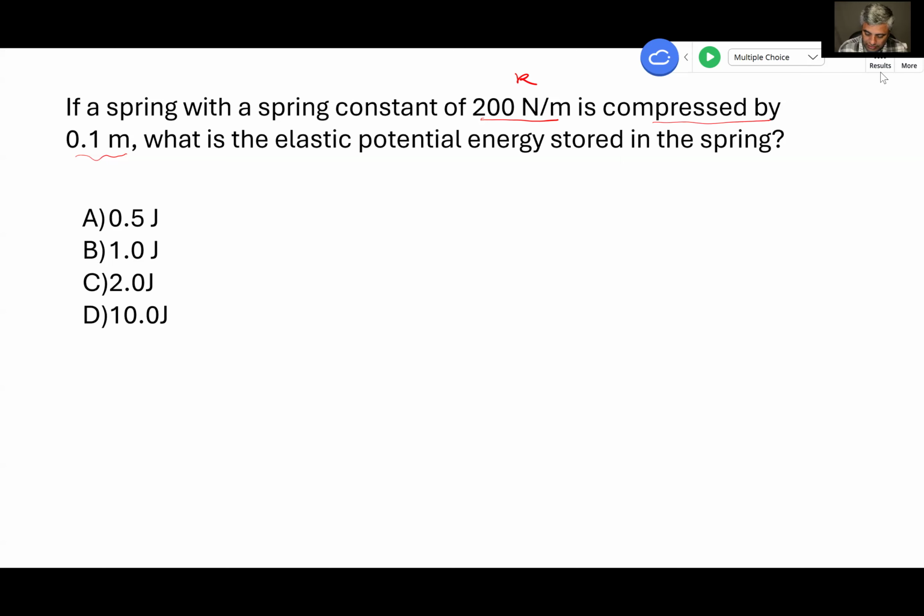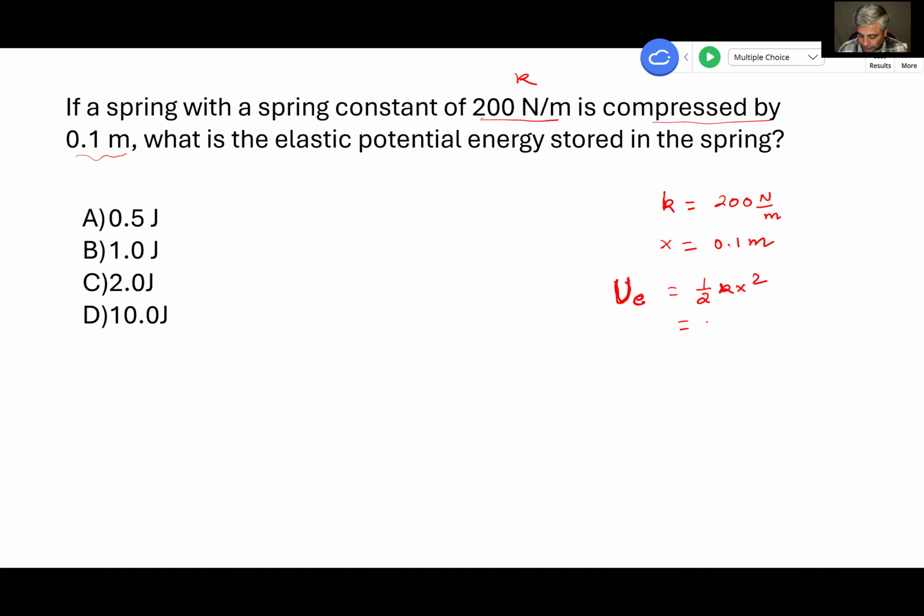So k here, and remember we use lowercase to denote spring constant, is 200 Newton per meter. And the x in this case is 0.1 meter. So for elastic potential energy, we use uppercase U for any potential energy, and E subscript means elastic. We learned about gravitational potential energy, that is because of the change in vertical position. Here it is elastic potential energy we just learned.